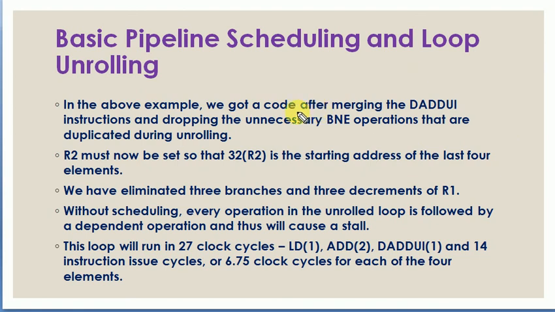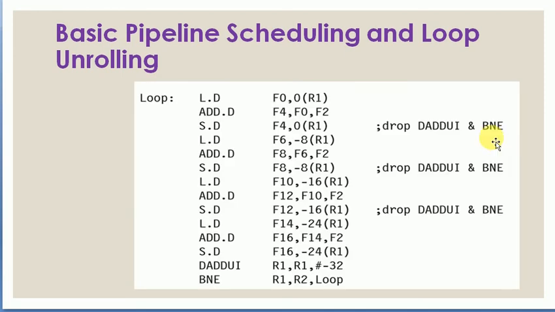So this is the explanation of the previous thing. So we are doing now, I am not going to explain all these things. How R2 will be set, that is 32. We have eliminated 3 branches and 3 decrements of R1 that we have already seen. Then without scheduling, now this is the stage. Simply doing loop unrolling. This is the stage. Just doing loop unrolling. Now it is not being scheduled.